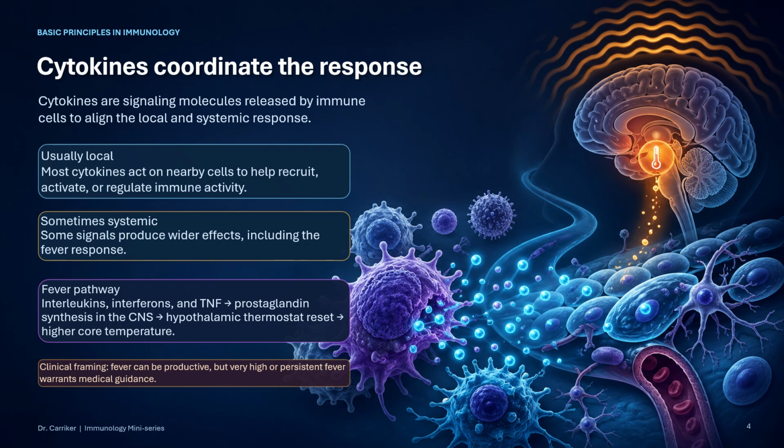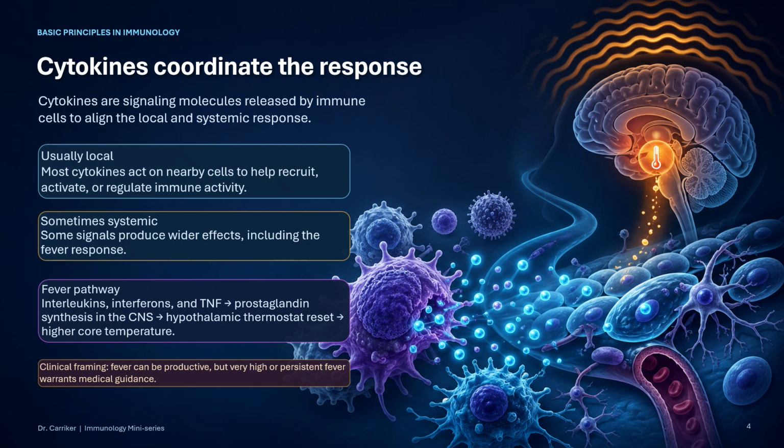So think about cytokines as the major communication tool of the immune system. Now, most of the time, cytokines act locally, and they help nearby cells coordinate a response. But sometimes their effects can be more widespread, and fever is a classic example. Cytokines such as interleukins, interferons, and tumor necrosis factor, or TNF, can stimulate prostaglandin production in the central nervous system. Now, effectively, this changes the body's thermostat. Core temperature rises. This is where we say the person has a fever.